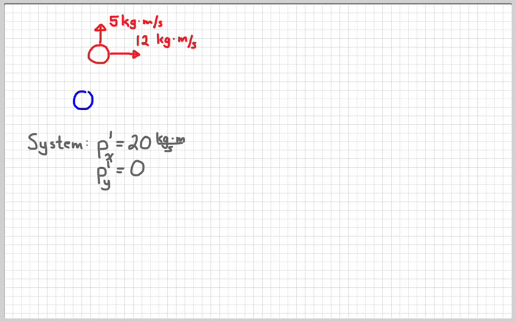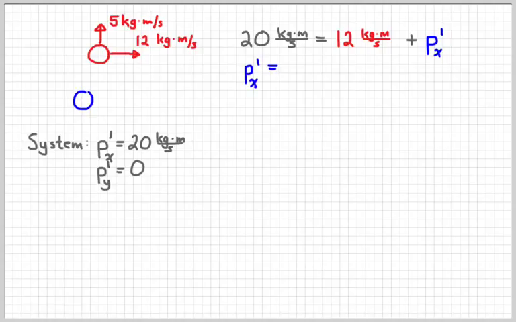So kind of redrawing this to give myself more room to work, we can now figure out what the momentum of the blue object is in each direction. I know that the momentum of the system will be equal to the momentum of the red object plus the momentum of the blue object, all of those in the x direction. And so solving for px prime, I get 8 kilogram meters per second. That means that the forward momentum of the blue object is 8. Notice that the 8 plus 12 adds back up to give you 20.